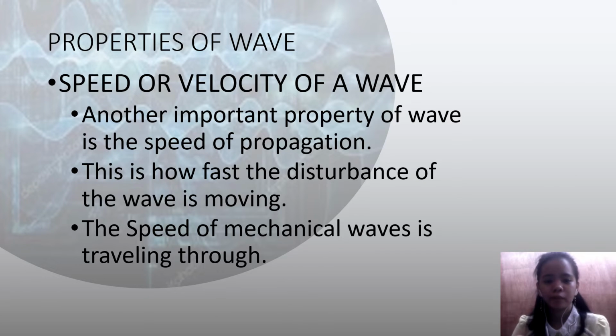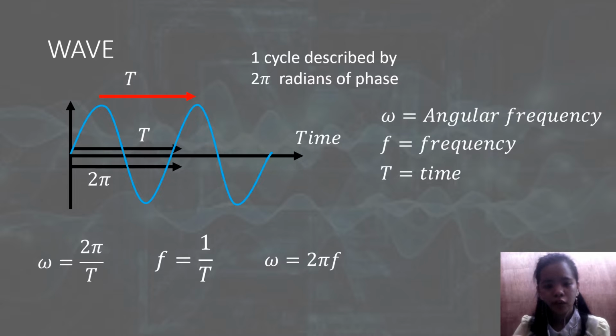Properties of waves: speed or velocity of the wave. Another important property of a wave is the speed of propagation. This is how fast the disturbance of the wave is moving. The speed of a mechanical wave is how fast it is traveling through the medium.